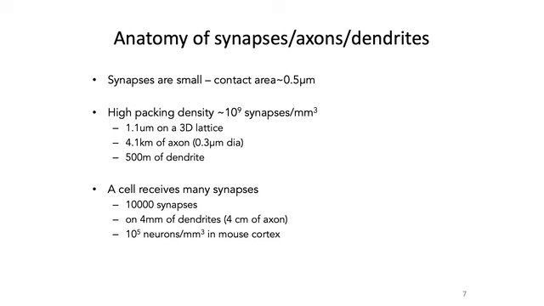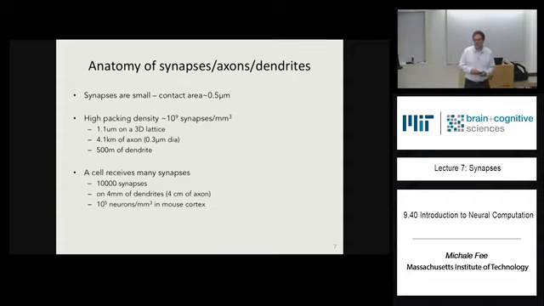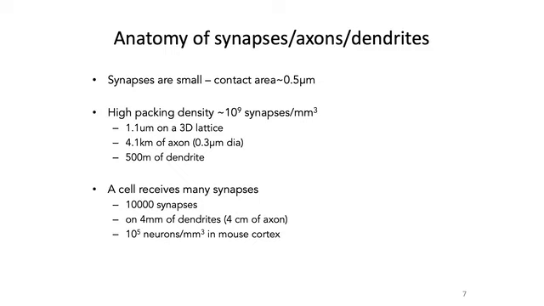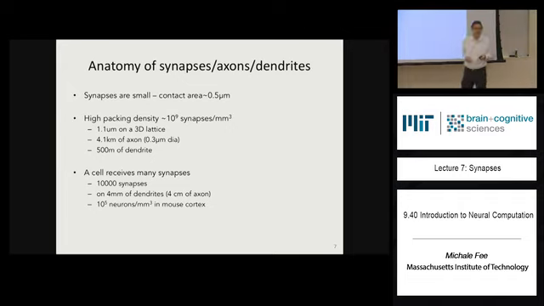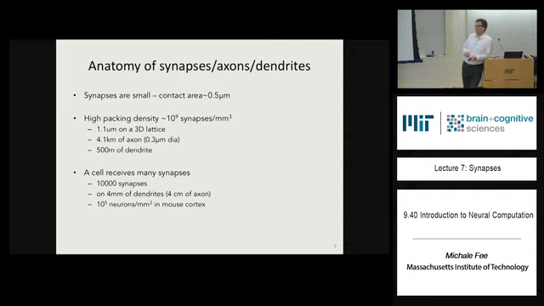There are 4.1 kilometers of axon in that same cubic millimeter, and 500 meters of dendrite. A typical cortical cell receives about 10,000 synapses. Each cell has about 4 millimeters of dendrite and 4 centimeters of axon. There are about 10 to the 5 neurons per cubic millimeter in the mouse cortex, and in your entire brain, about 10 to the 8 neurons, which is roughly the same as the number of stars in our galaxy.